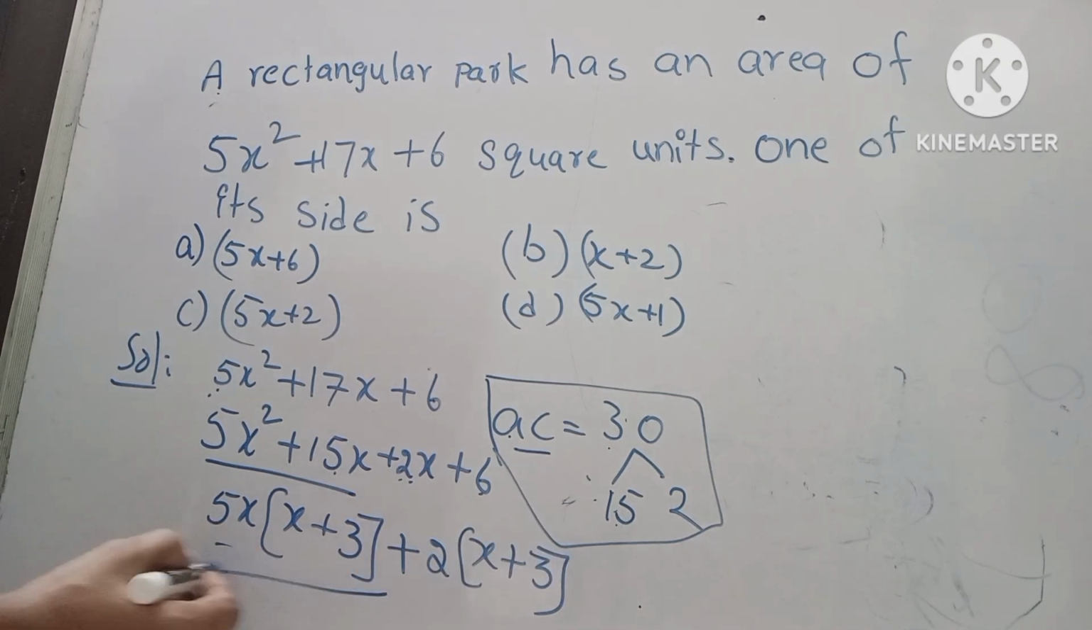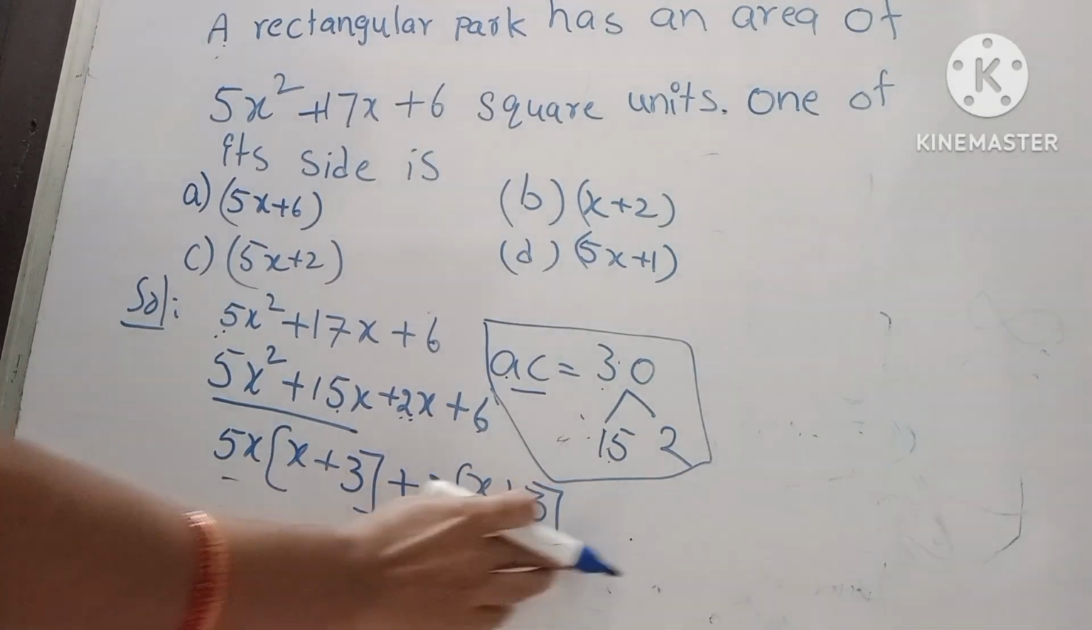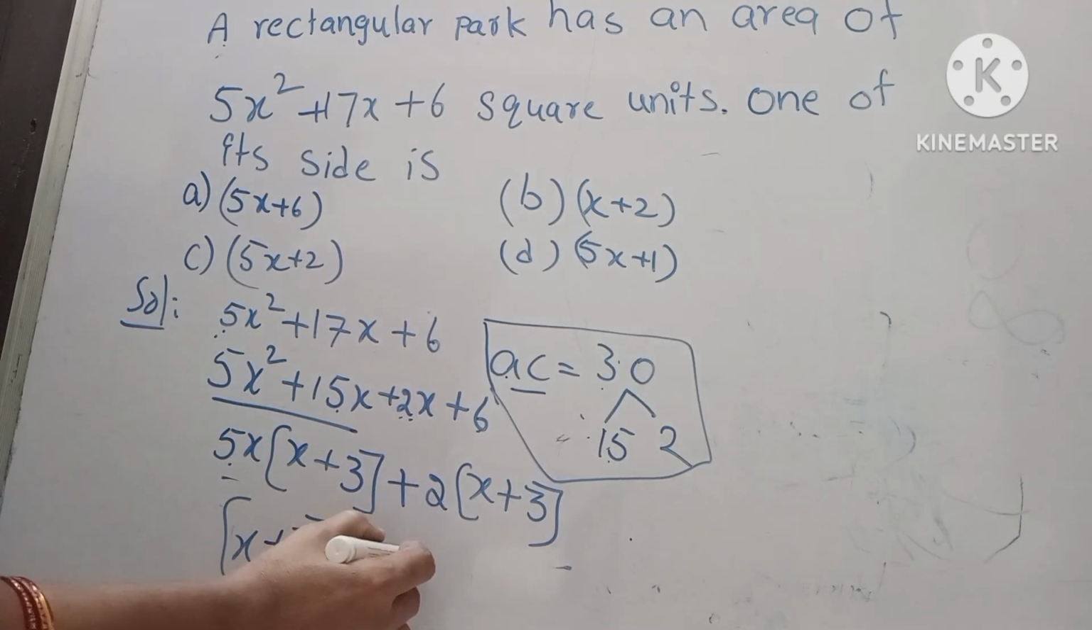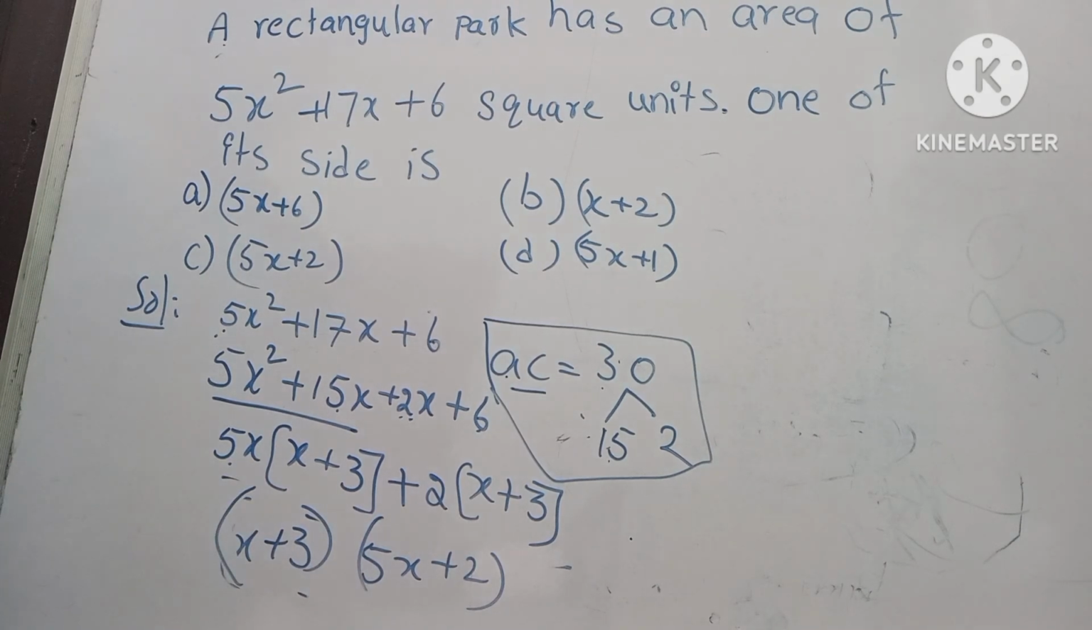Now look, in the first and second expressions the common factor is x plus 3. Write the common factor first, and then 5x plus 2. So these are the factors of the given area of the rectangle.